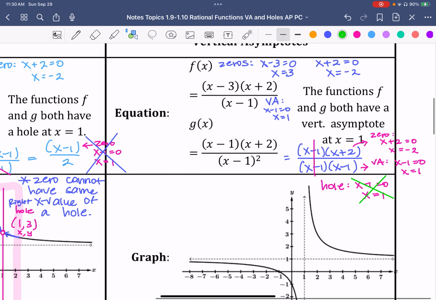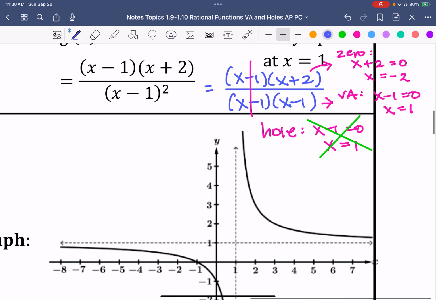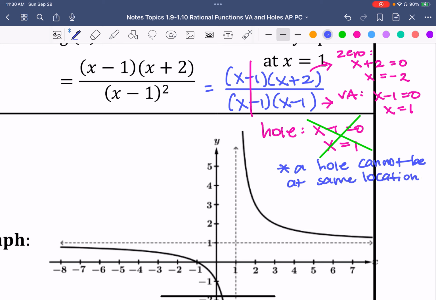Okay, so I'm going to make a note of that. A hole cannot be at the same location of a vertical asymptote.